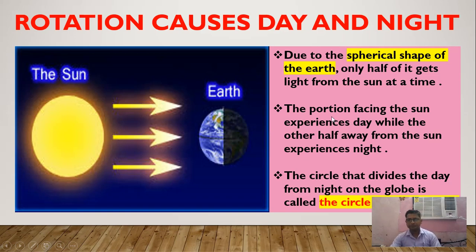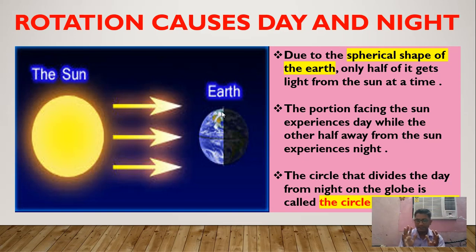So हम यहाँ पे देख रहे थे, the portion facing the sun experiences day, while the other half away from the sun experiences night. The circle we are talking about, this line, this circle which divides day and night, is known as the circle of illumination. So this is the line which separates day and night. So in this way we can say that because of the rotation, day and night are formed.